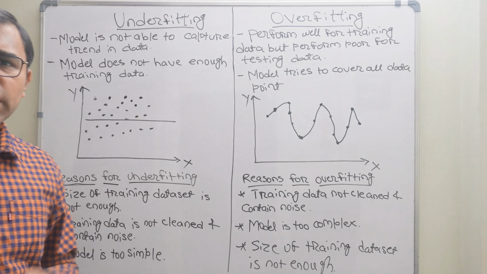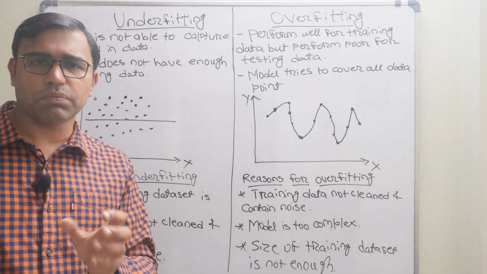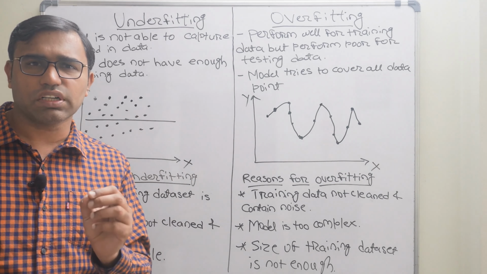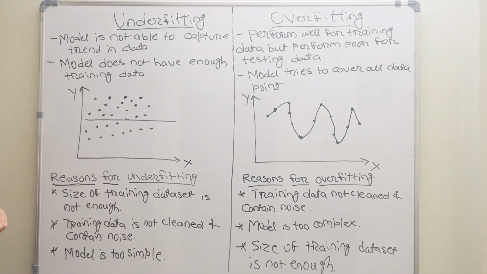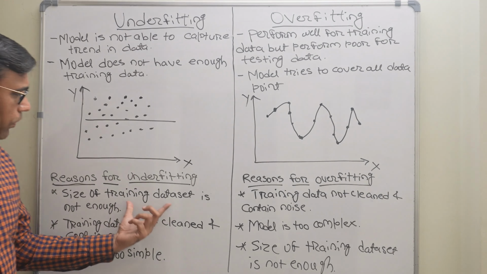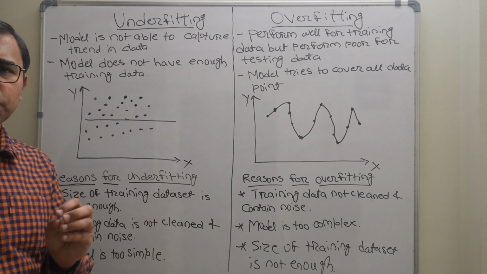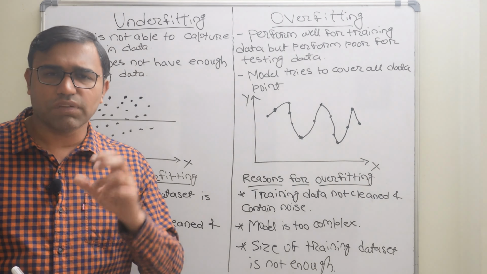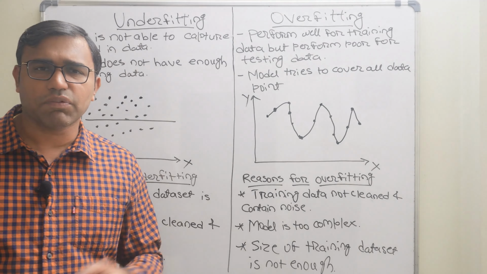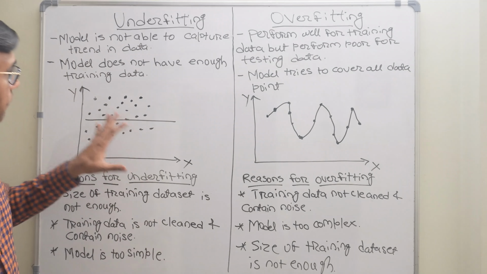So how to avoid it? You have to provide proper training data. It should not contain any noise. It should not contain any redundant data, so that underfitting can be avoided. We have to provide an enough training data set. Do not provide a very small number of training records. We have to provide enough training records so that the model can be properly trained. So this is about underfitting.